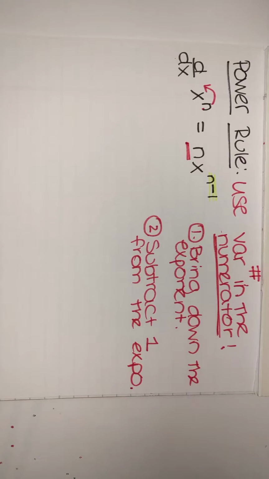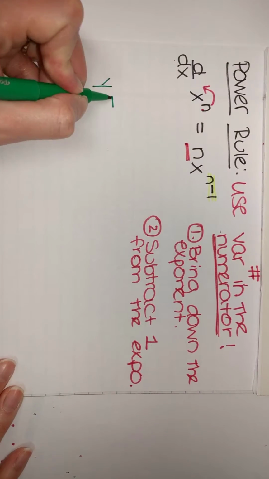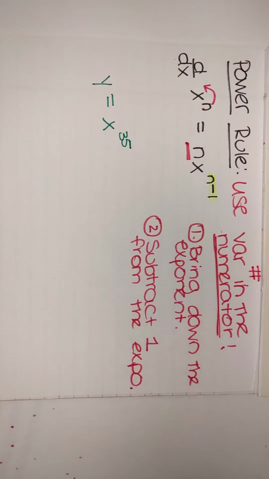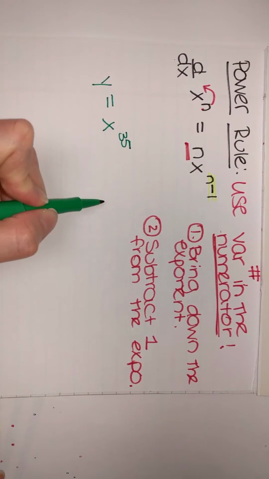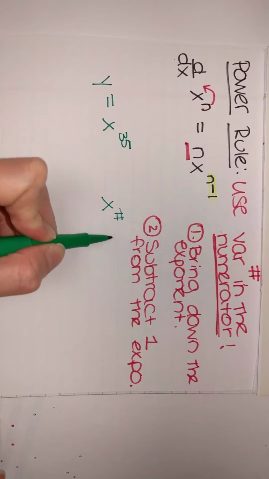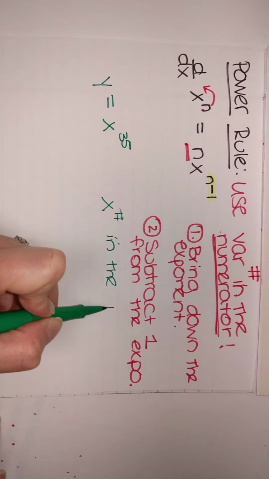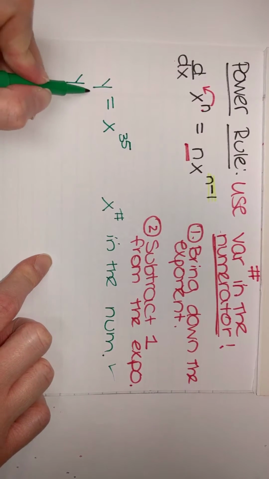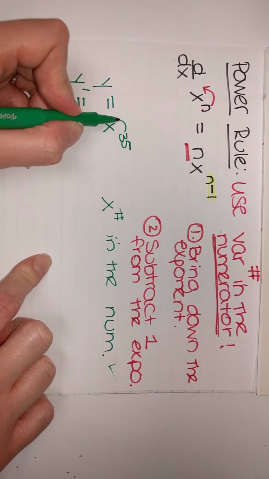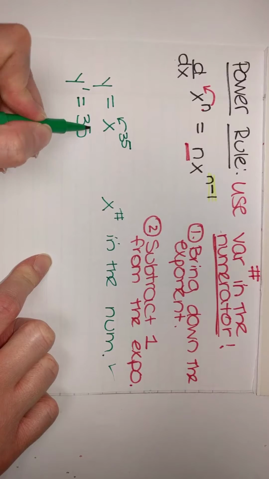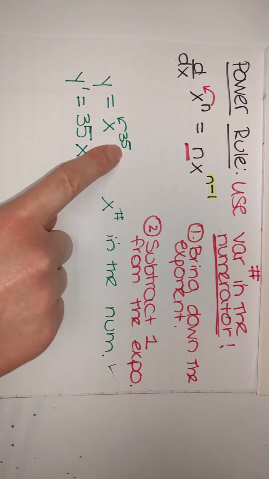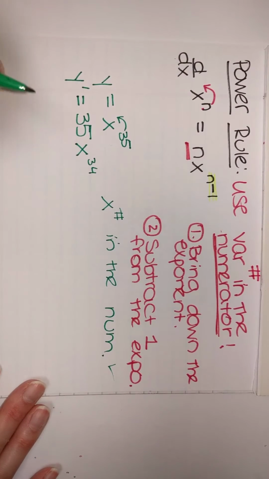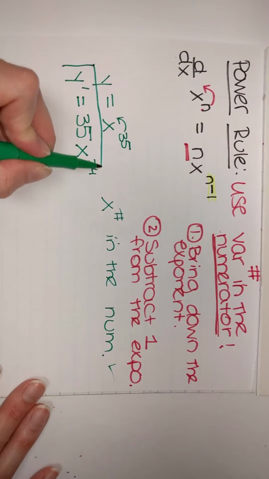So let's just look at two quick examples here where we have y is equal to x to the 35th power. In that case, we can use the power rule because we have x to a number in the numerator. So it is in the perfect position to use the power rule. So we say y prime, this is us taking the derivative. We bring down the 35, x, and then we subtract 1 from the exponent. So 35 minus 1 gives us 34. And that is our derivative.